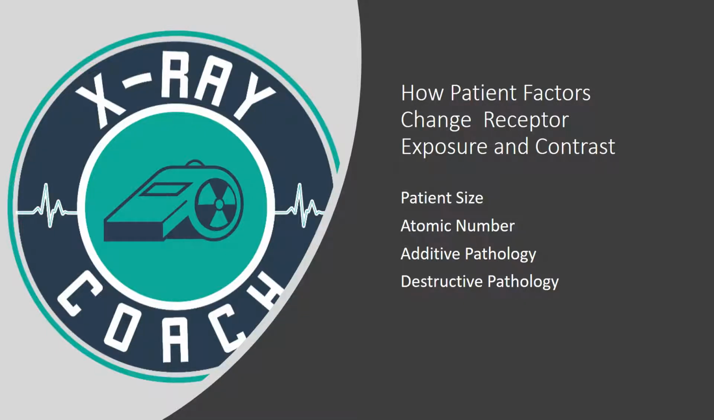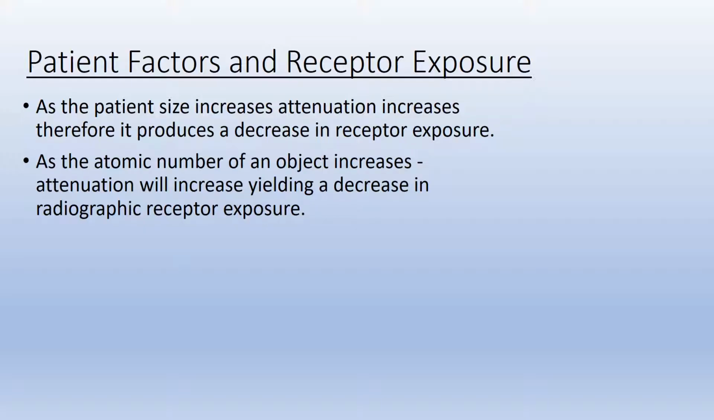Today we are discussing how patient factors change receptor exposure and contrast. This will include a discussion on patient size, atomic number, additive pathology, and destructive pathology. Now we will discuss patient factors and receptor exposure.